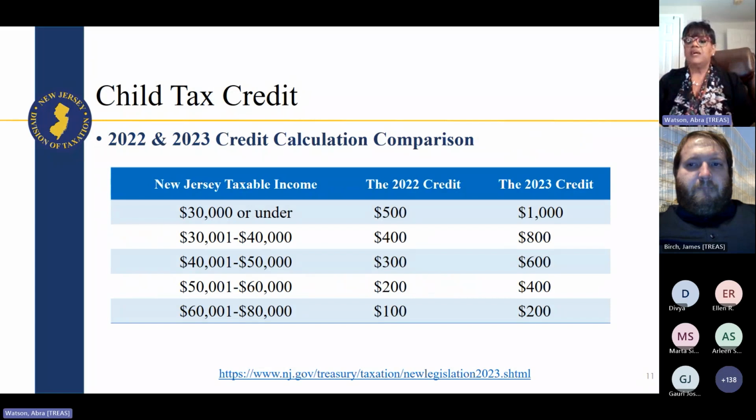So when we say doubling up, what does that mean? Well, for taxpayers with income of $30,000 or less, last year their credit was $500. This year their credit is going to be $1,000. Likewise, someone whose income fell in that $30,001 to $40,000, their credit last year was $400. This year is going to be $800. And as you can see, so on and so forth, as the income increases, the credit decreases. Either way, it's going to be double what they received the year before.